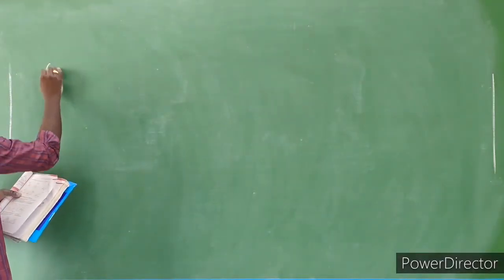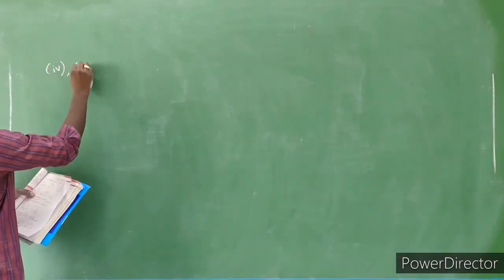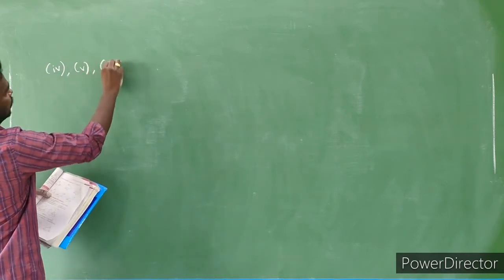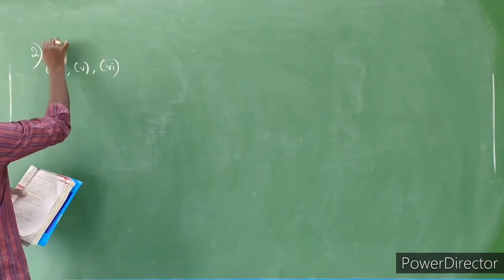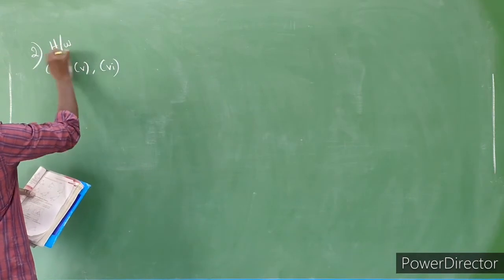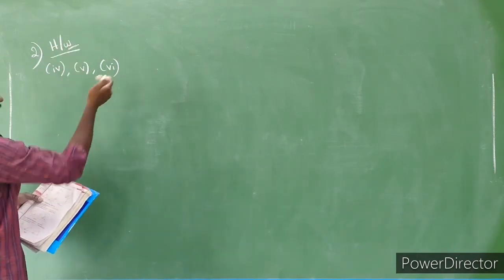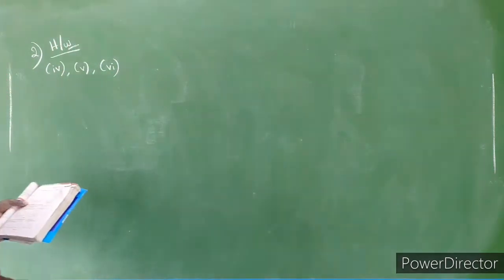So next, 4, 5 and 6 is your homework sum. In your second pattern, the 4th, 5th and 6th subdivision is your homework sums.